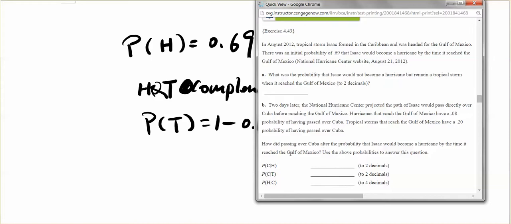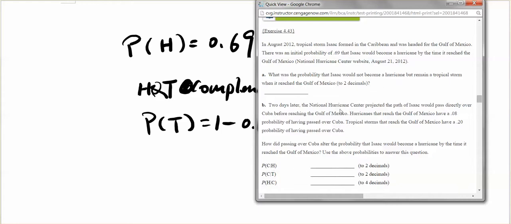Now let's look at the second question. Two days later, the National Hurricane Center projected the path of Isaiah would pass directly over Cuba before reaching the Gulf of Mexico. A hurricane that reached the Gulf of Mexico had a 0.08 probability of having passed over Cuba. A tropical storm that reached the Gulf of Mexico had a 20% chance of having passed over Cuba. It's asking, given it is a hurricane, what is the probability the storm will pass Cuba? And second, given it is a tropical storm, what is the probability it will pass Cuba? So obviously, in question B, we have new information coming into this case. That is, the storm can pass Cuba or not pass Cuba.